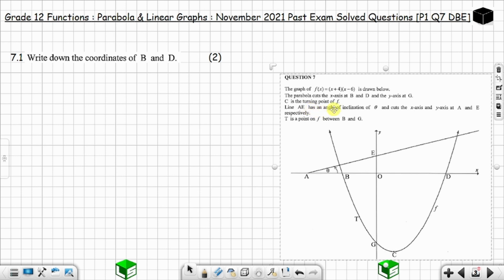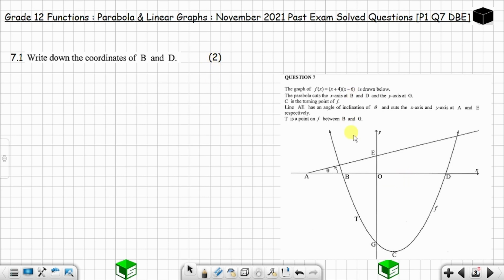Line AE has an angle of inclination of theta. This is the line AE. You can see it has an angle of inclination theta. And this line cuts the x-axis and y-axis at A and E, respectively. So it cuts the x-axis at A and the y-axis at E. You can see T is a point on f, between B and G. There's B and there's G. Now 7.1, write down the coordinates of B and D. The question is 2 marks.